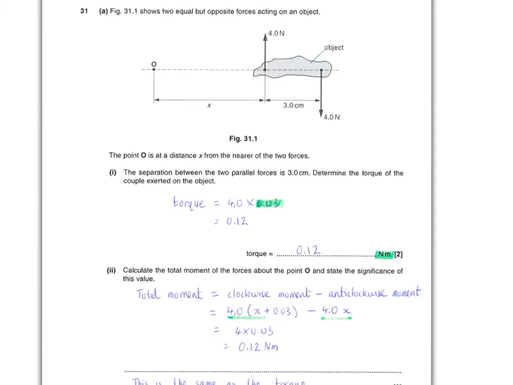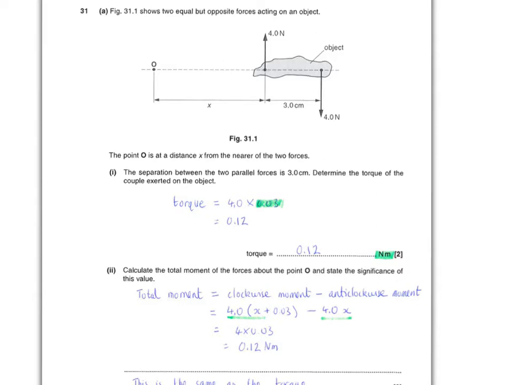This is G481 Homework Booklet, question 31. We are shown two forces acting on an object, and also that there is a point O at a distance of x from the nearer of the two forces, and we also have the separation acting between them.